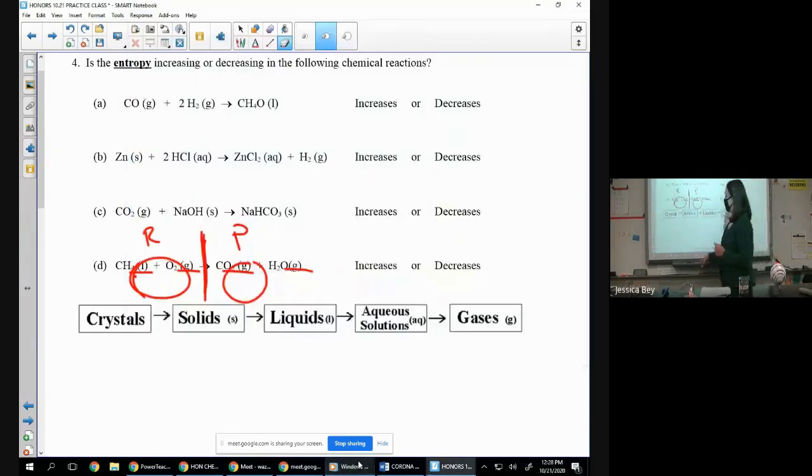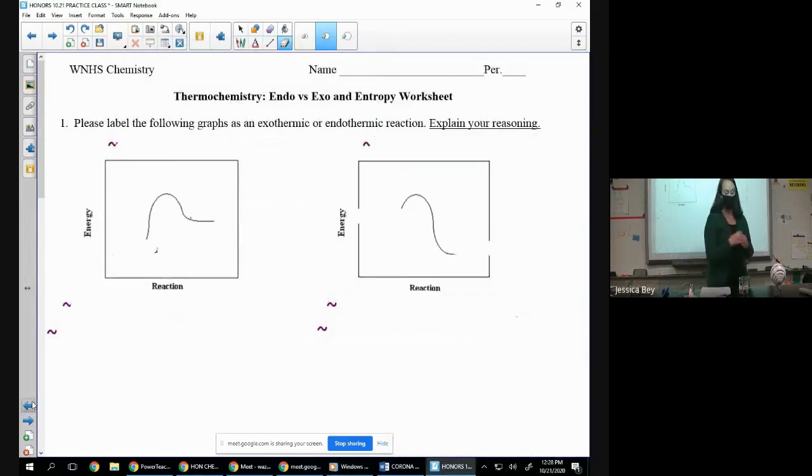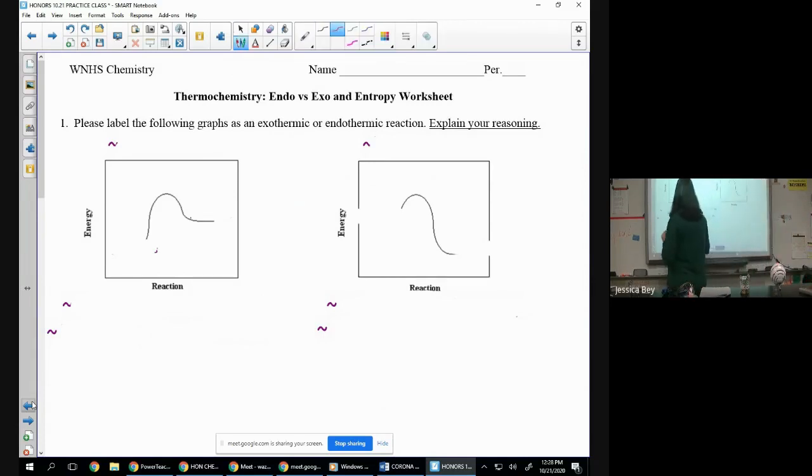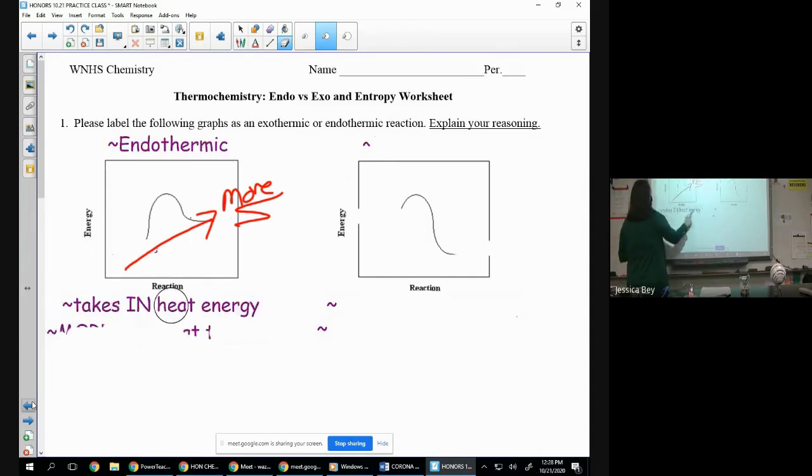Picking out some popsicle sticks, bothering some people. All right, the first graph. Tell me, is it endo or exothermic? Mr. Harris, do you have a guess? You're actually going to take in more energy. You have more energy at the end. Does endo or exo sound like it takes in energy? Endothermic. If it asks you why, you would say it takes in heat energy, more energy at the end.